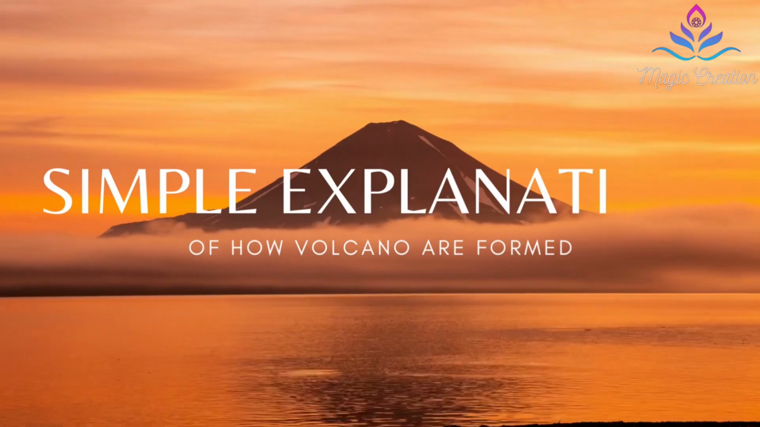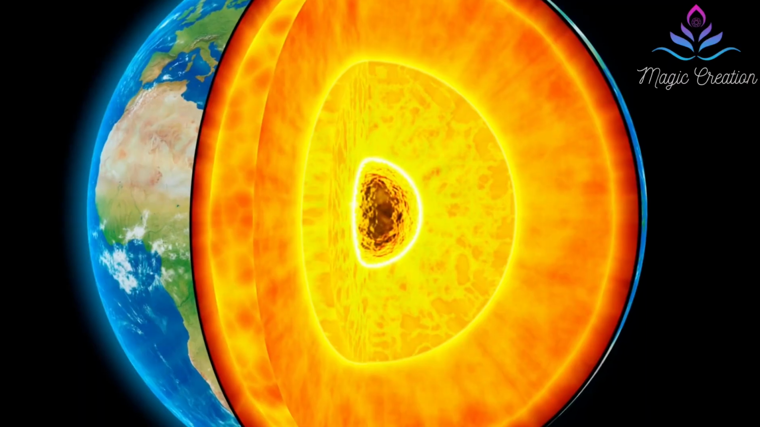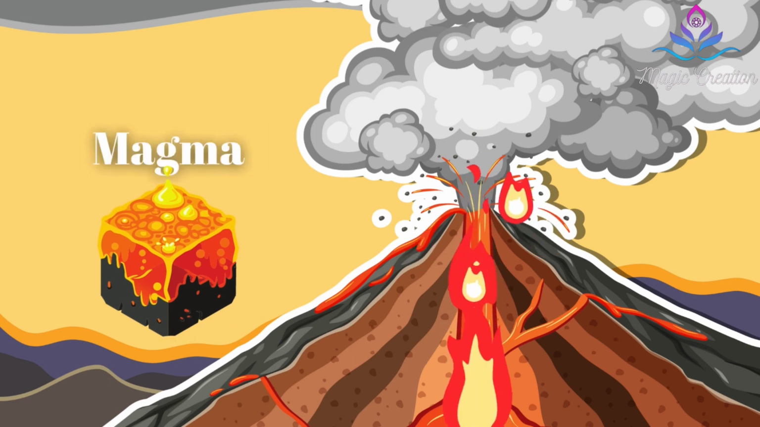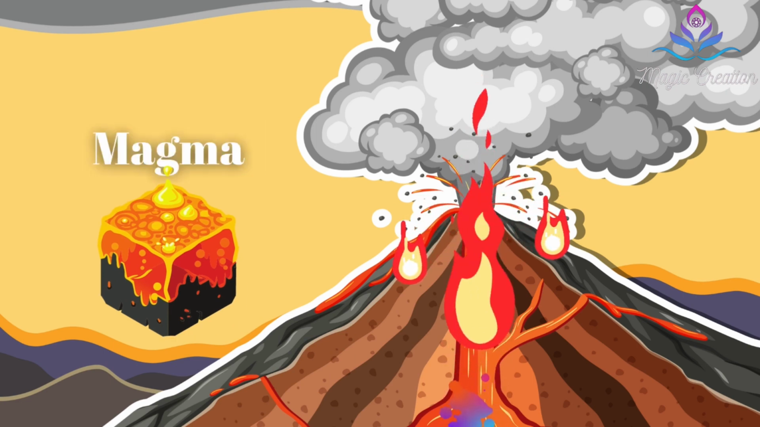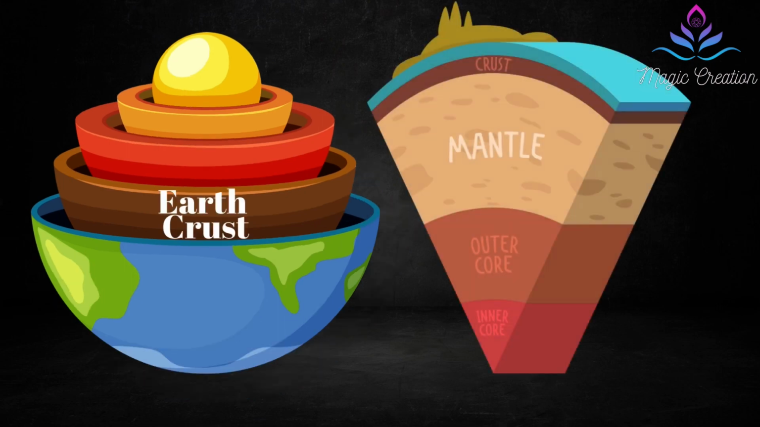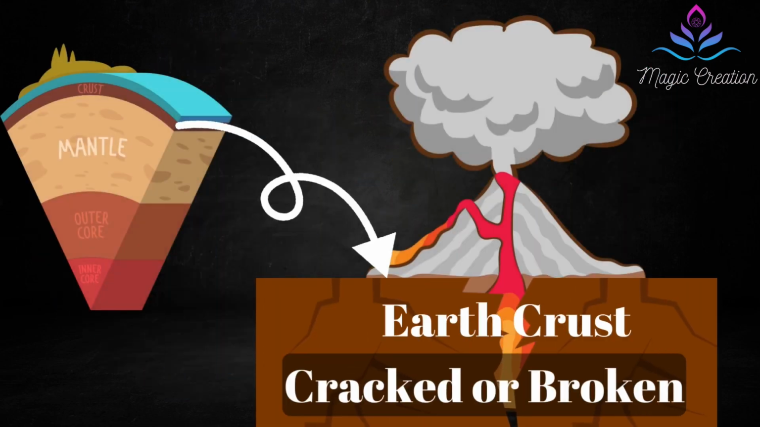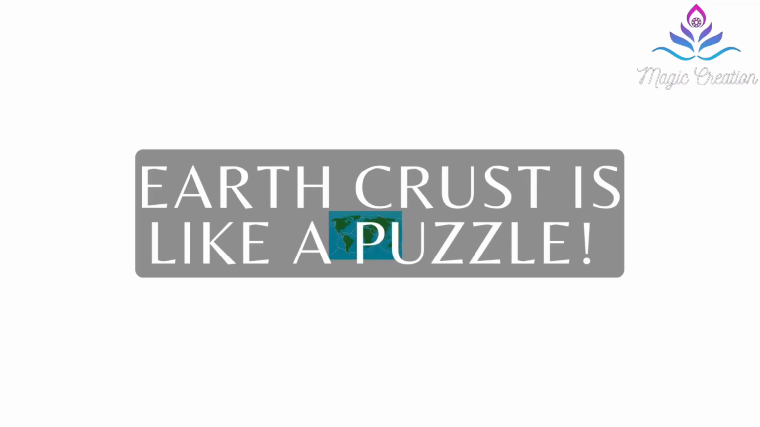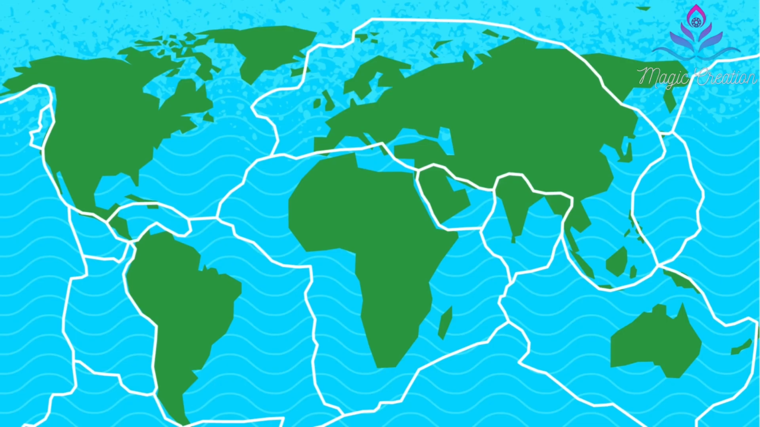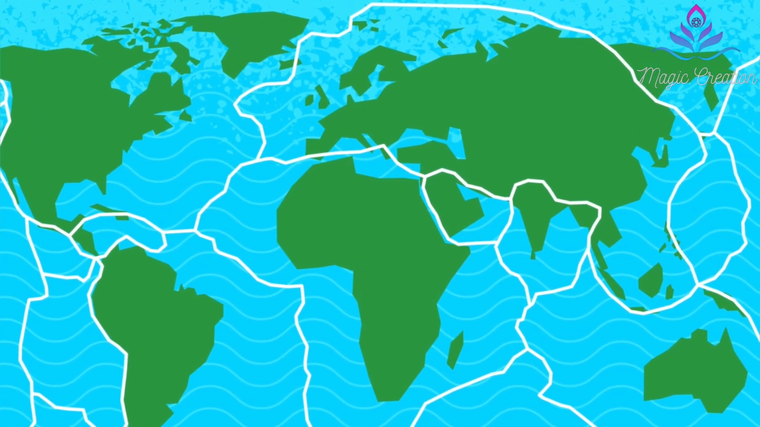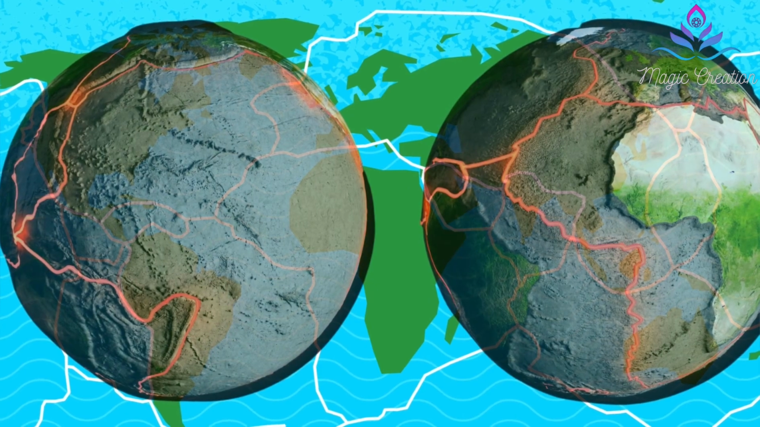Here's a simple explanation of how volcanoes are formed. Volcanoes are formed when molten rock called magma rises from deep within the Earth and reaches the surface. This usually happens at certain places where the Earth's outer shell, called the crust, is cracked or broken. Imagine the Earth's crust is like a puzzle made of big pieces. Sometimes these pieces move around. When they move, they can crash into each other or pull apart.